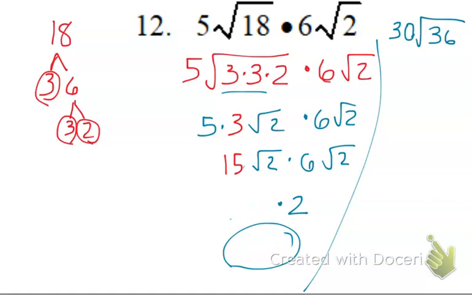Alright, that makes more sense. 15 times 6 gives us 90. 90 times 2 is 180. Alright, back over here the other way, multiply the numbers in front. 5 times 6 is 30. Multiply the numbers underneath. 18 times 2 is 36. And then square root of 36 is 6. So 30 times 6, 180.